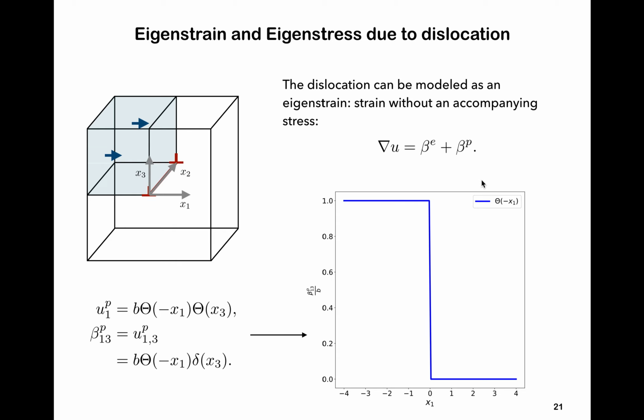Neither beta E nor beta P are gradients of some function. Both of these are second order tensors, but the sum of these two second order tensors is a second order tensor which can be written as the gradient of the displacement field. Okay, and this is the key idea behind the small strain modeling of plasticity, of dislocations in fact.